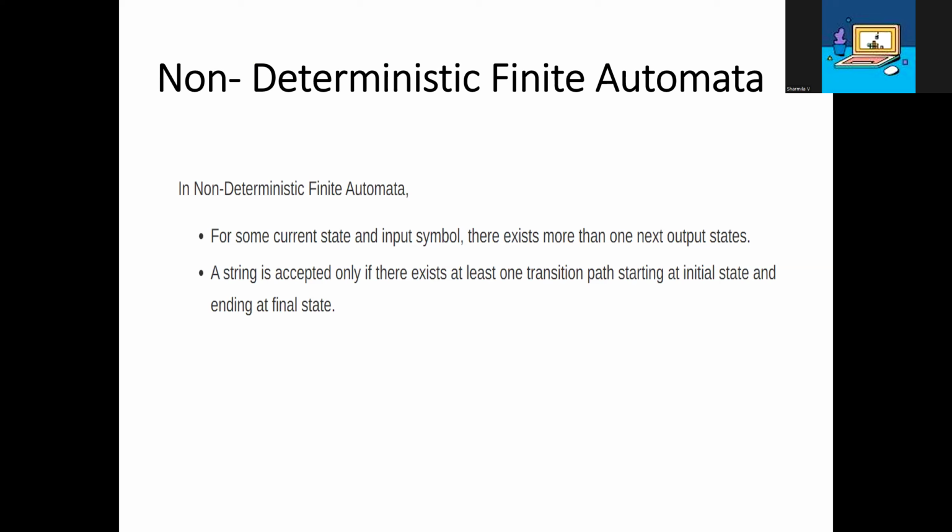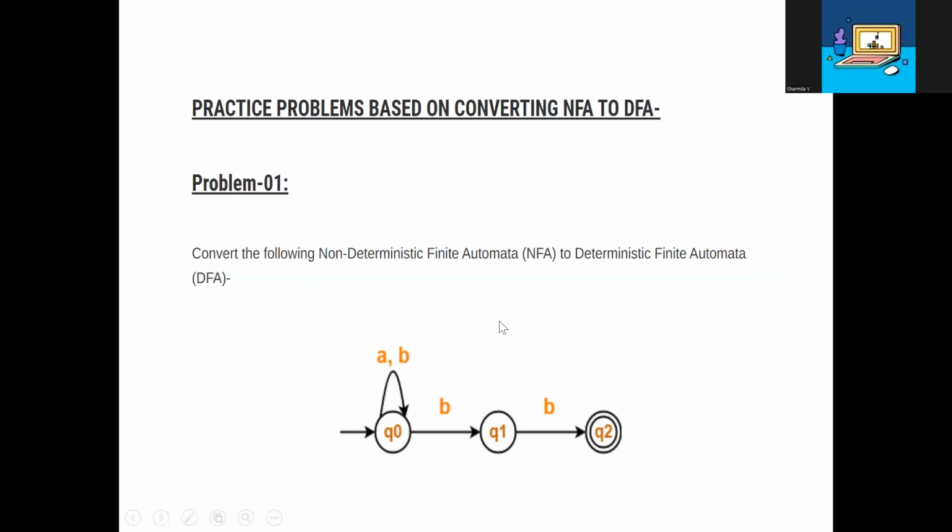There are two conditions in non-deterministic finite automata. One is that for the current state and input symbol, there exists more than one next state, so one or more transitions are possible. The next condition is that there exists at least one transition path starting at an initial state and ending at a final state. Those are the two properties of NFA. Using that, we're going to discuss one practice problem based on converting NFA to DFA.